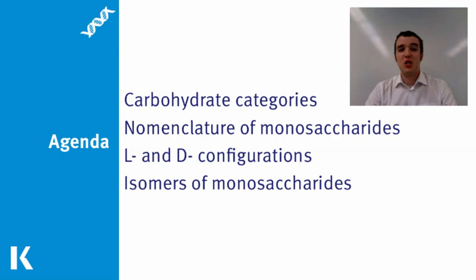This video is going to introduce a couple of basic categories into which we commonly organize carbohydrates, how to name the monosaccharides you are likely to encounter on the MCAT, including the L and D prefixes associated with some enantiomeric sugars, and then we'll get some practice differentiating between the classes of isomers used to describe sugars.